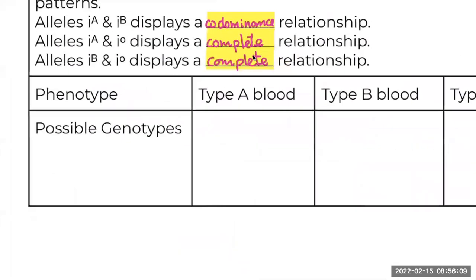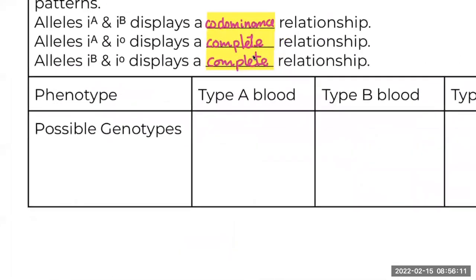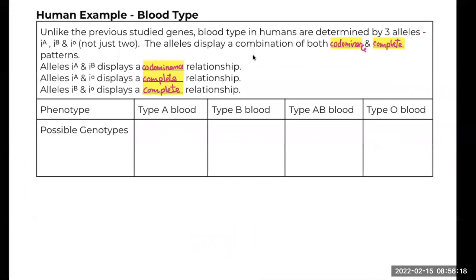So what I want you to do is pause the video and I want you to complete this little table. Give me all the possible genotypes that are going to produce A blood, B blood, AB blood, and O blood.